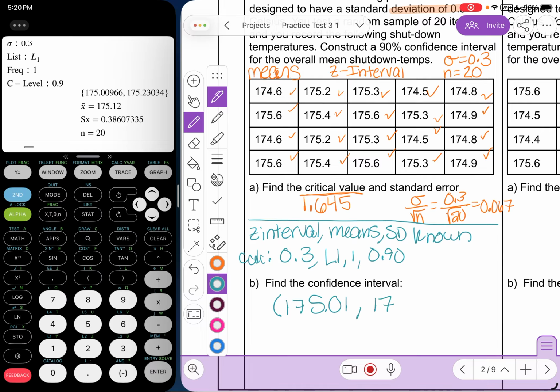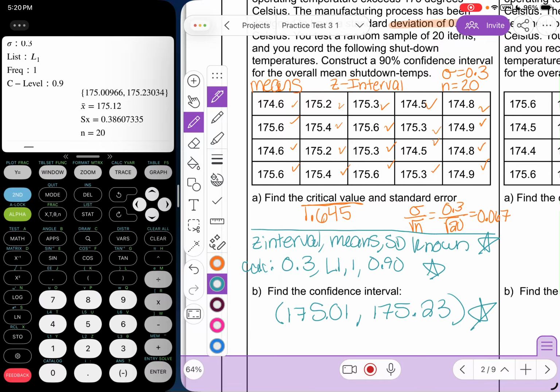175.01 to 175.23. So this teal part here is the type of interval, what you typed in the calculator, and then the actual interval is the question that will be on the real test. So I hope that makes sense.